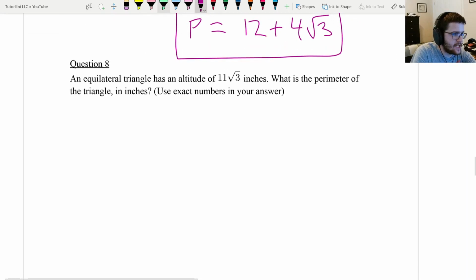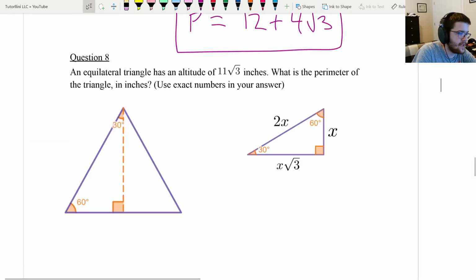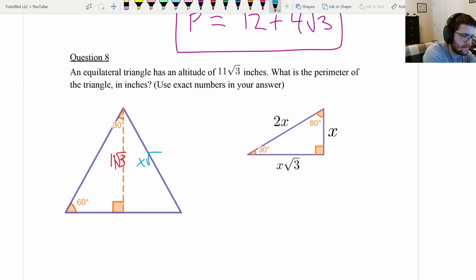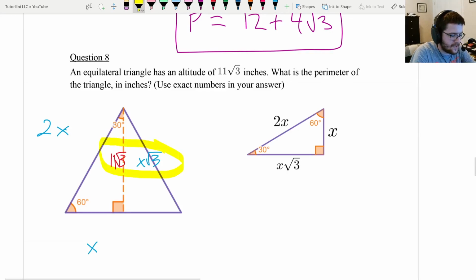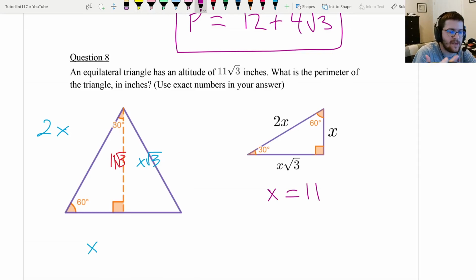Okay, now we have some of the combined shapes. So why don't I copy the figure? Okay, here we go. So we have an altitude of 11 root 3. So let's write that. And then let's also label all the sides. So the across from 60 is x root 3. Across from 30 is x, and across from 90 is 2x. Hopefully you guys can kind of see that x is 11. So we should write that down. 11 root 3 equals x root 3, but you get x equals 11.